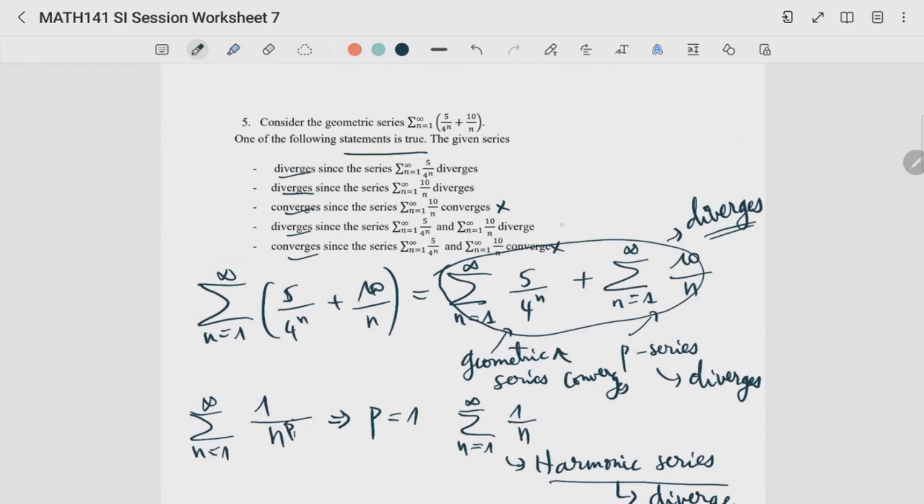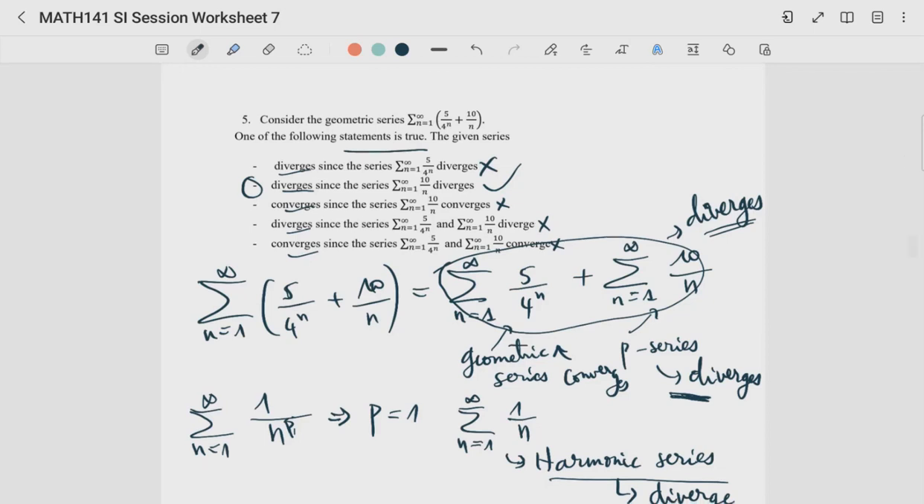The options that tell us that they diverge are then considered, but the options that tell us that they diverge because the first series, which is our geometric series, diverges are eliminated. So that would be option 1. That would be option 4 as well, because we know that the only series that diverges is our p series or the harmonic series there. So the only option left is option 2, which is our correct answer.